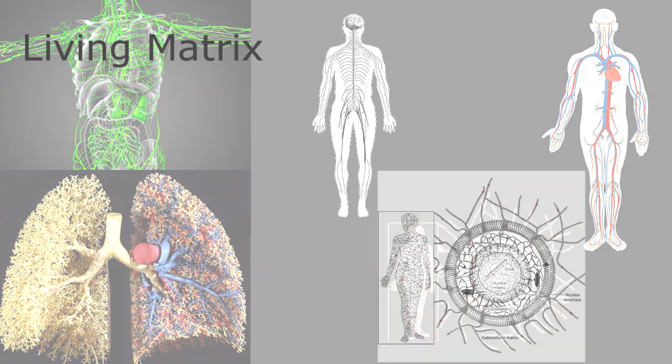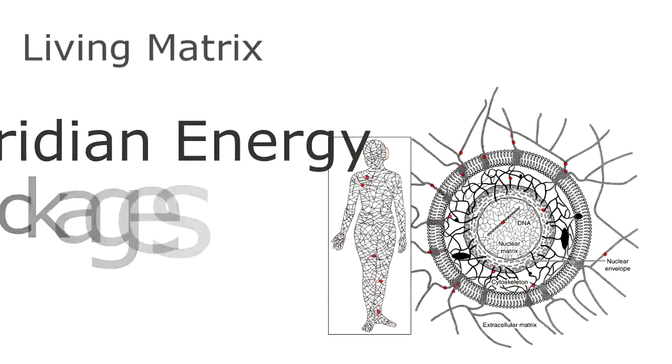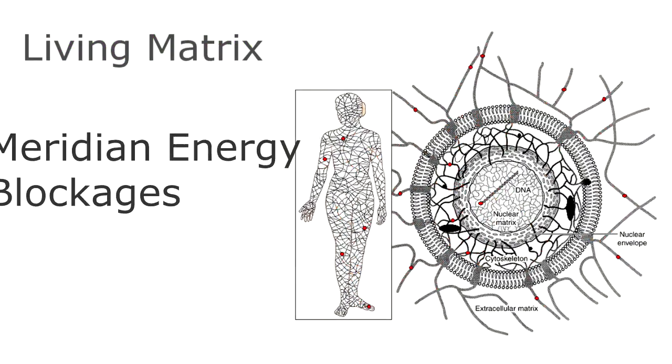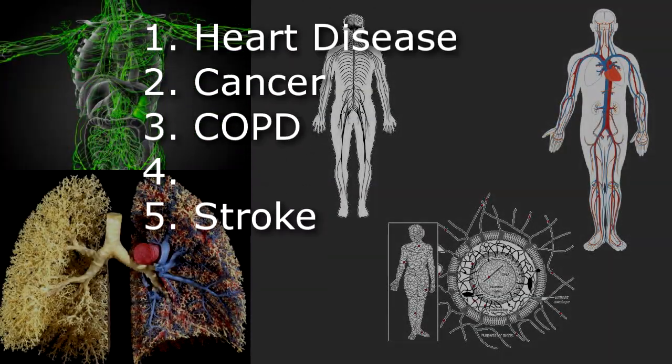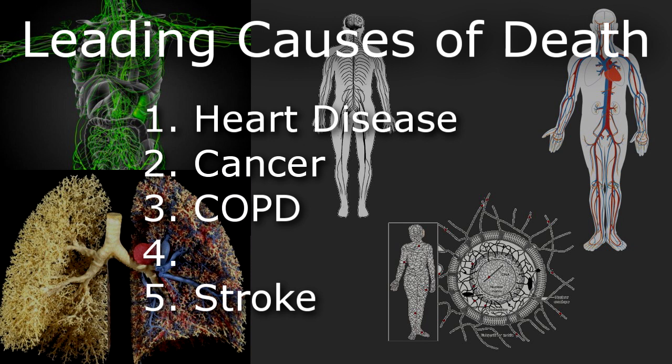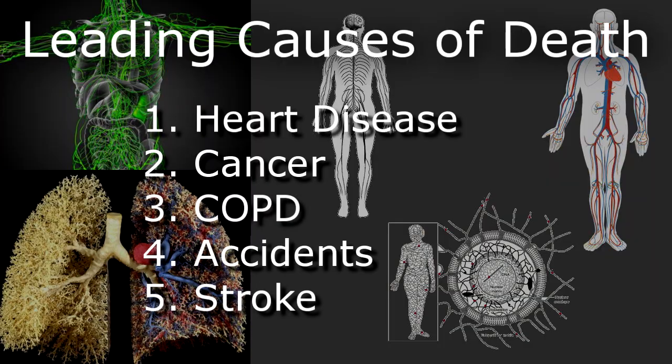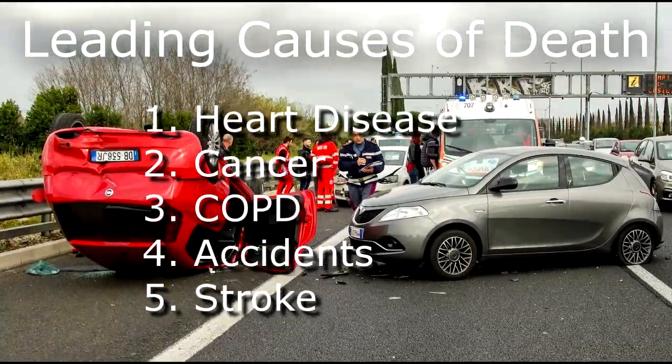And the living matrix is the home of the meridian. So as we know, meridian energy blockages can be related to all these other diseases as well. So that's 4 of the 5 leading causes of death that are due to blockages or breakdowns in these networks. The only other cause of death that's not there is accidents. And of course, accidents are just accidents.